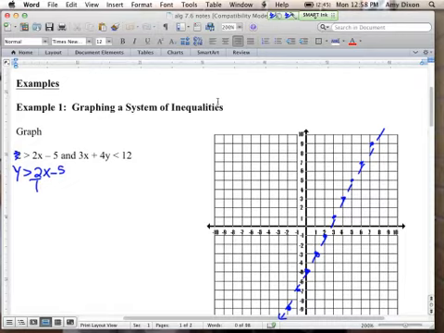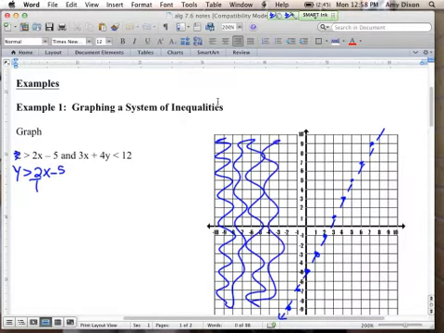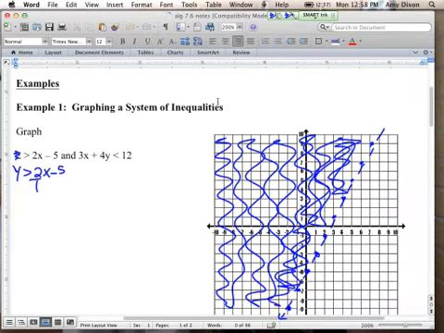All right. Now we're going to shade which side it is. It's y is greater than 2x minus 5. Is it above or below? Above. It is above. Greater than. So we're going to shade everything above the line. Now, do not shade this in very dark because you're going to have to see the graph still to graph the other line. So you just want to do some squigglies in there to shade it in a little bit.